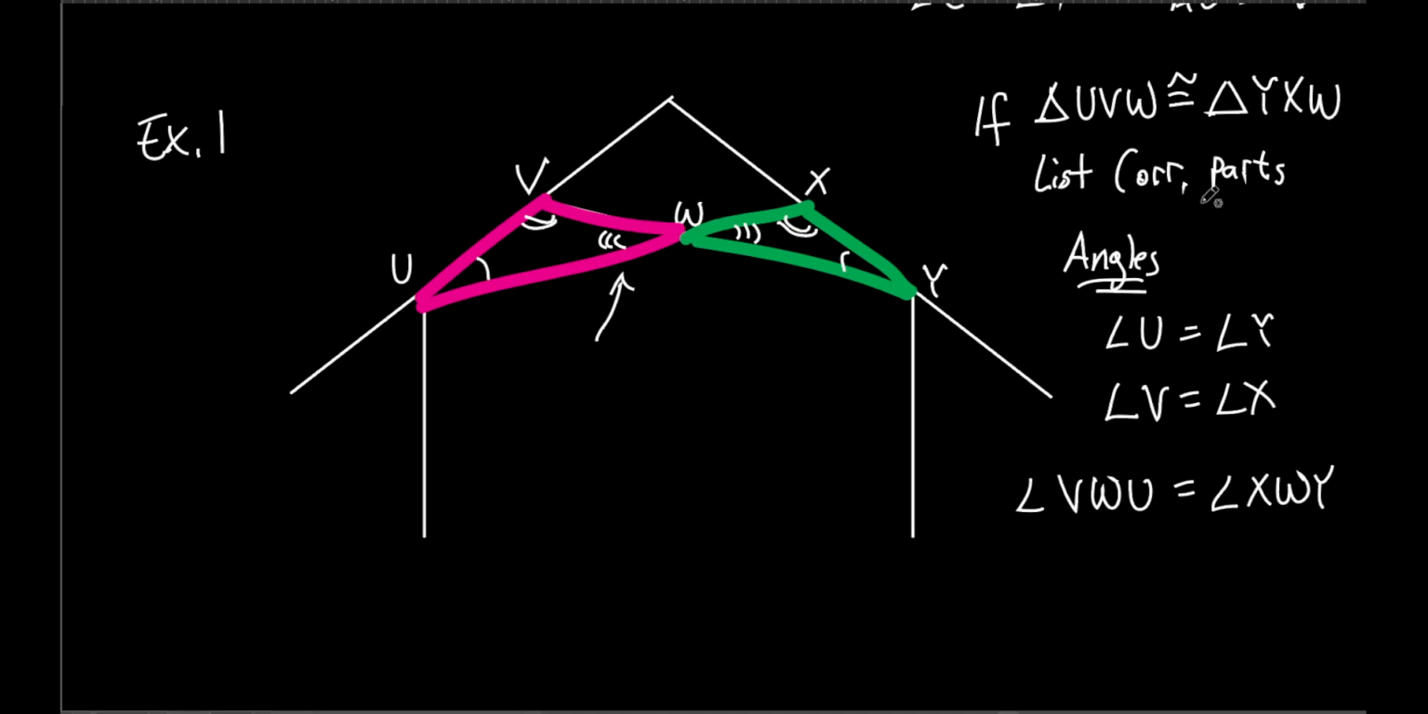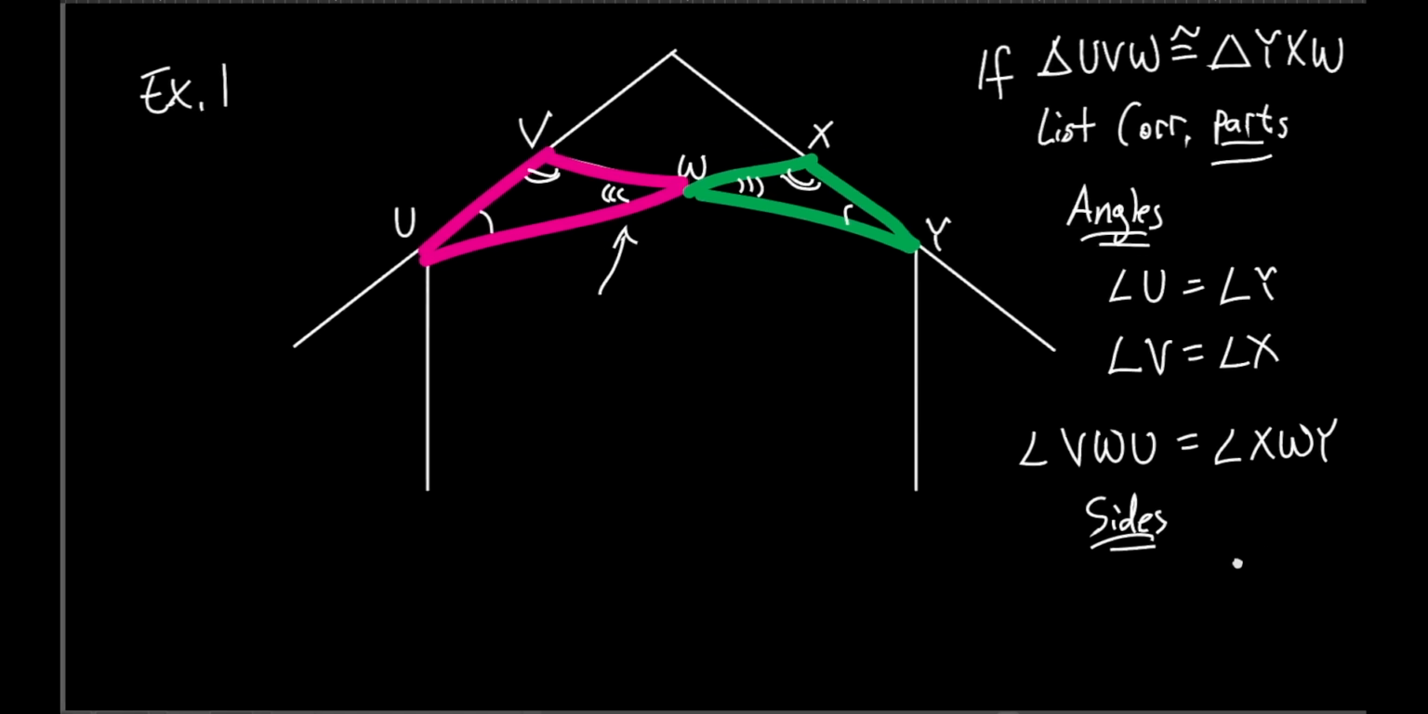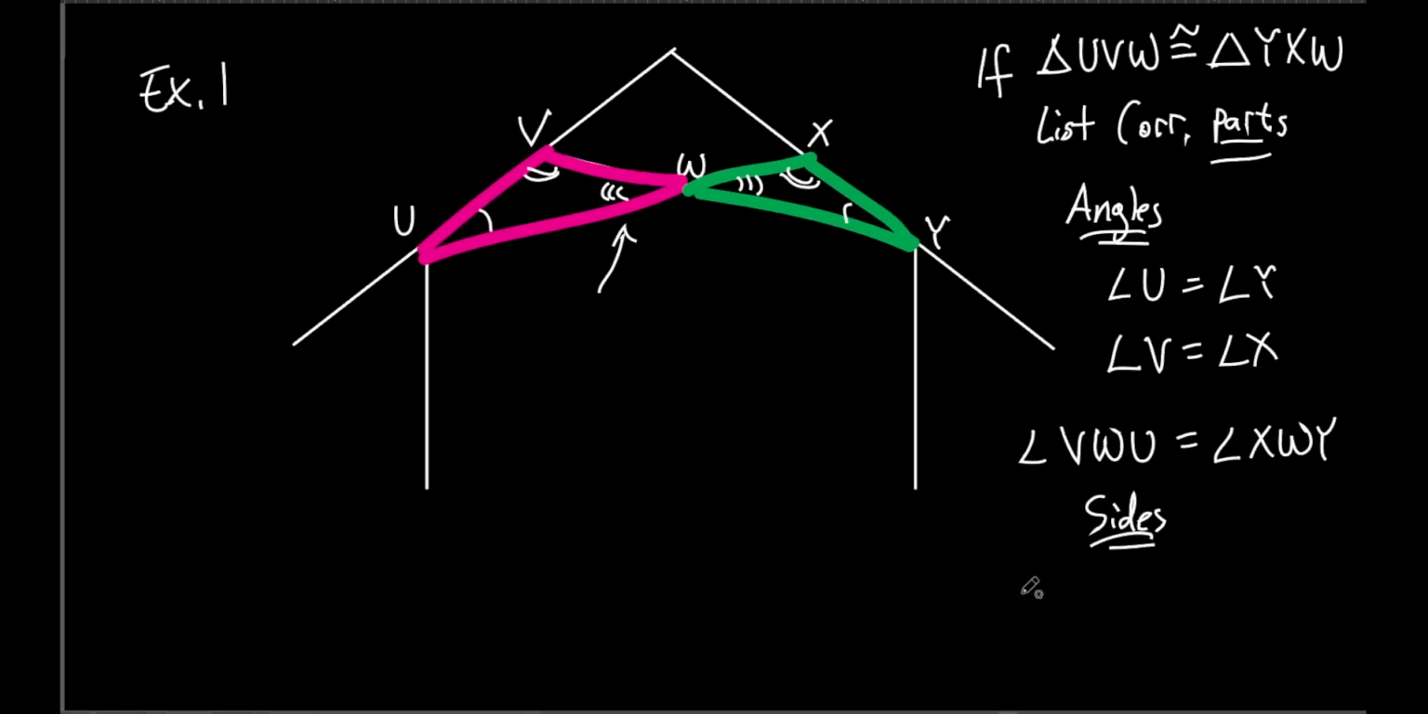So let's keep going. What's the second part of this? I got the angles, now I've got to find the what? The sides. Now, if you wanted to just use the picture, that's fine. If you wanted to use the congruent statement, that would be fine as well. Scooch that up just a little bit. So let's do the sides. Let's do this side first, UV.